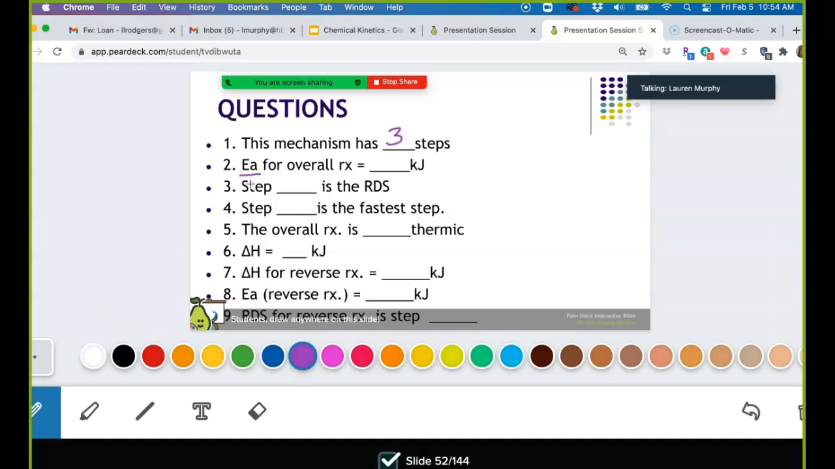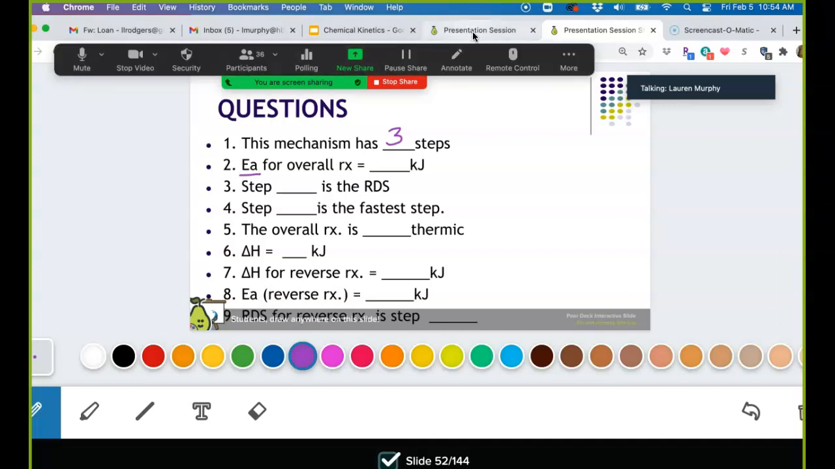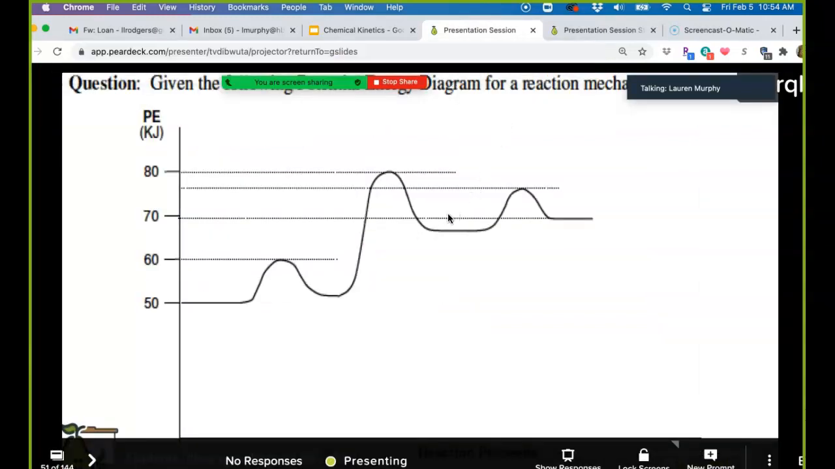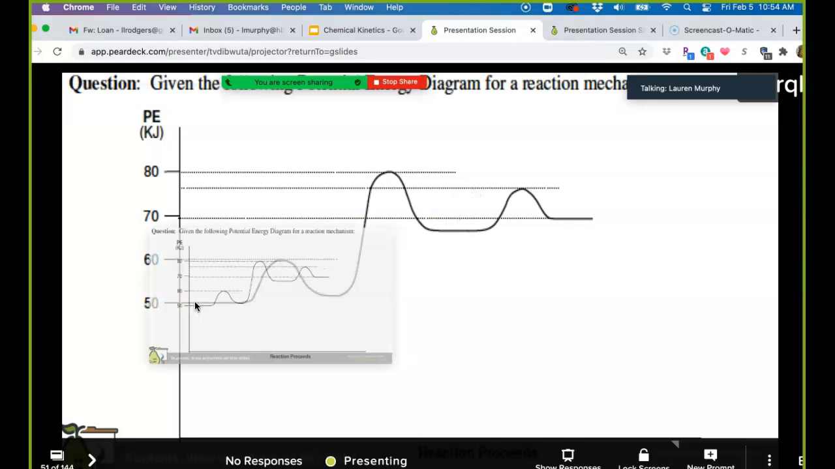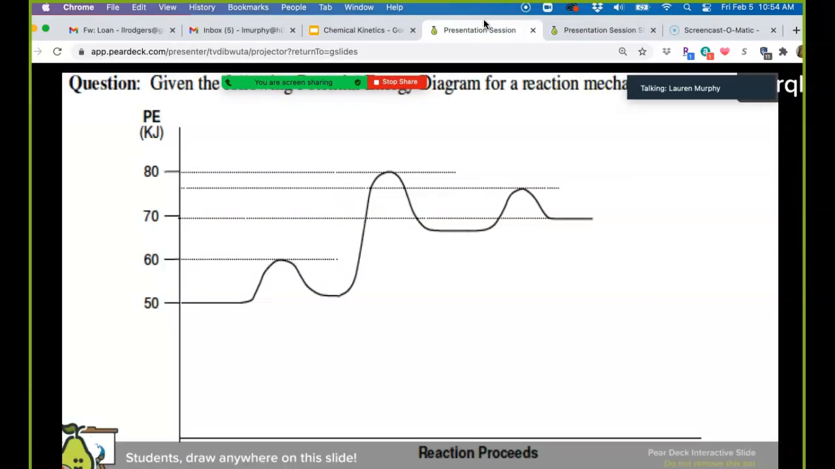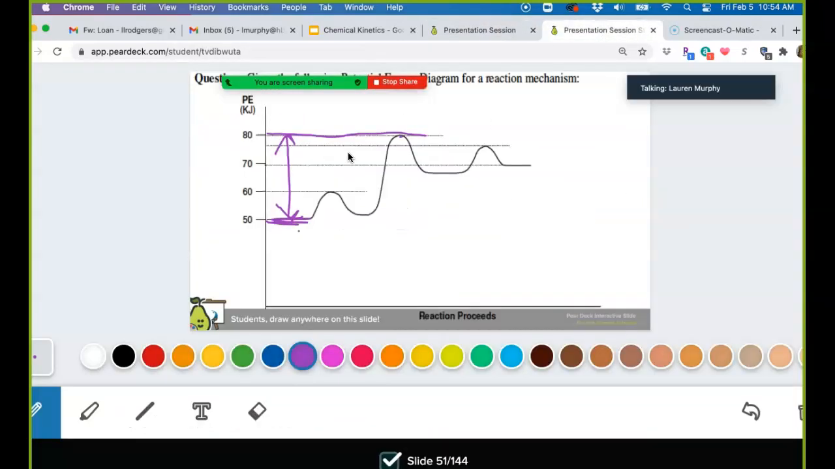Remember, EA stands for activation energy. So the activation energy for the overall reaction will be from the reactants to the tallest hill, the one that's hardest to get over. So reactants, which are here, the beginning of the reaction, to the tallest hill. So that's here. That's my biggest hill. So here to here, 50 to 80 is going to be 30, right? So 30 kilojoules is my activation energy.